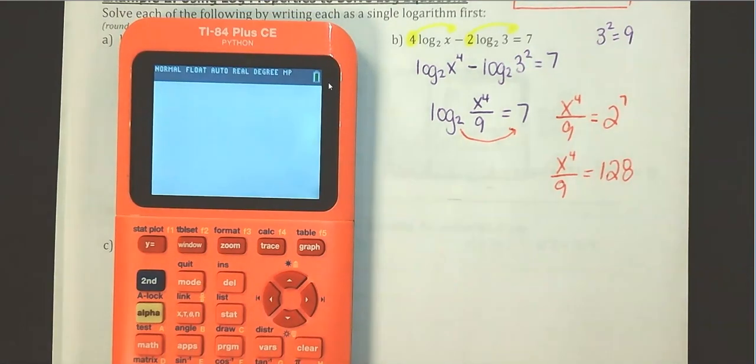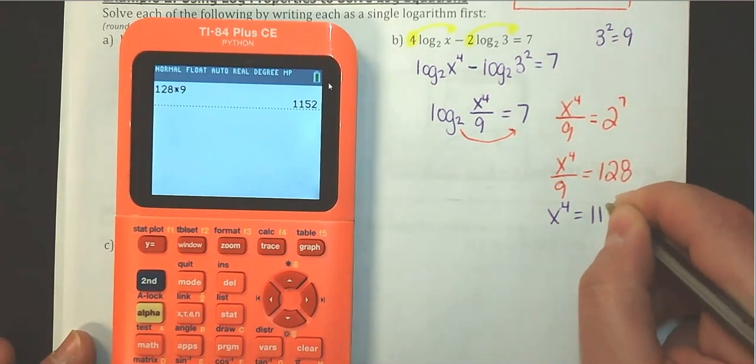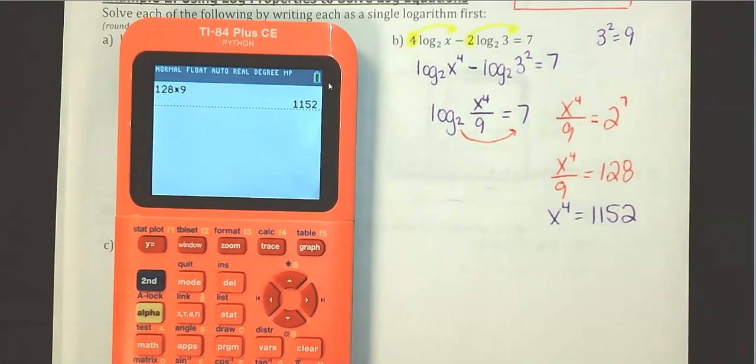Okay, now I'm going to do 128, multiply that by 9. I'm just going to do it on my calculator there. And then I'm going to get x to the 4th is 1,152. How do I get rid of a 4th power? 4th root or 1/4 power. Okay, it's up to you. It's less buttons. I use the 1/4 power. It's less buttons to push. I'll show you how to do both.